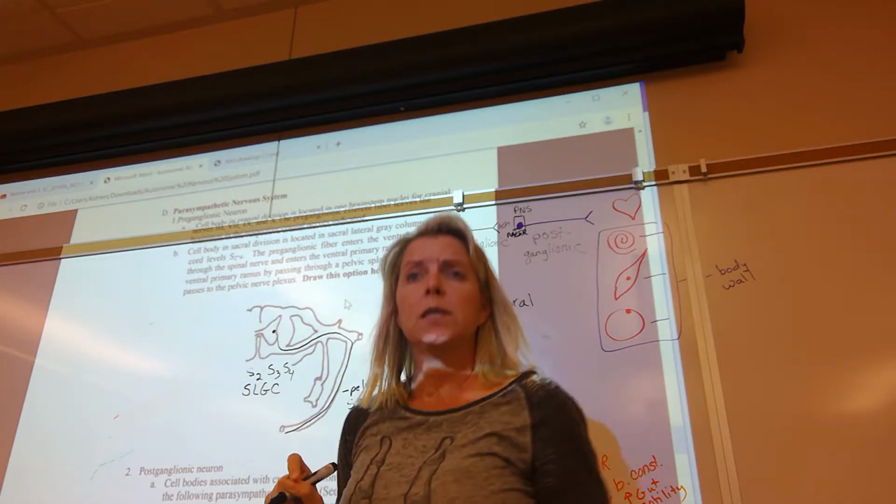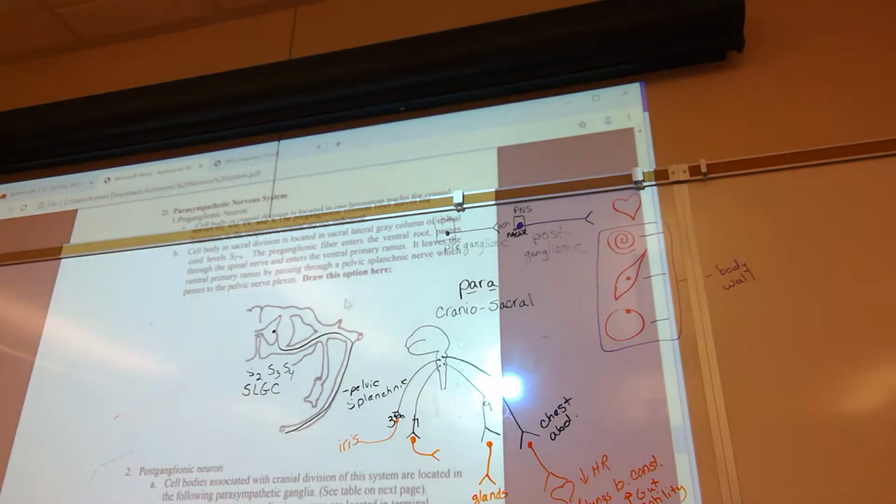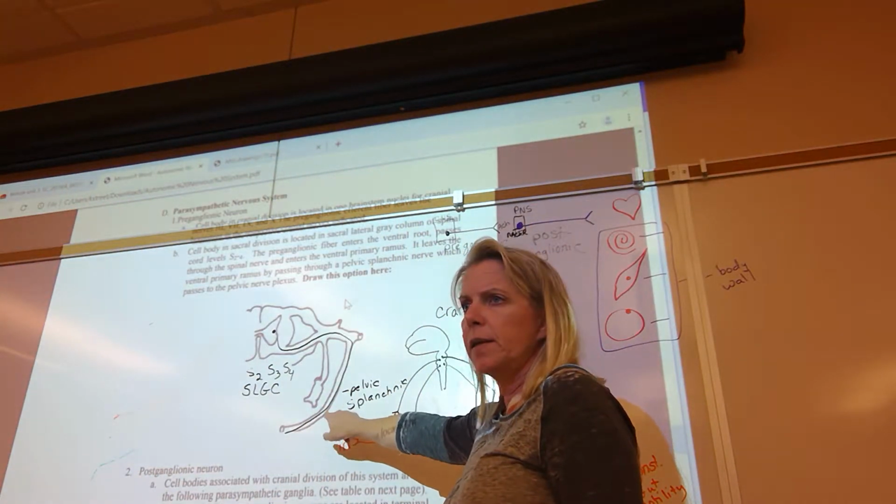Now, I'm very snobby. Splanchnic nerves have preganglionic fibers. I actually showed you a splanchnic nerve when we were doing the sympathetic division. I'll show you in just a moment. Okay, right here. Right there, that's a splanchnic because that's a preganglionic fiber. So splanchnic simply means preganglionic. That is a pelvic splanchnic nerve.